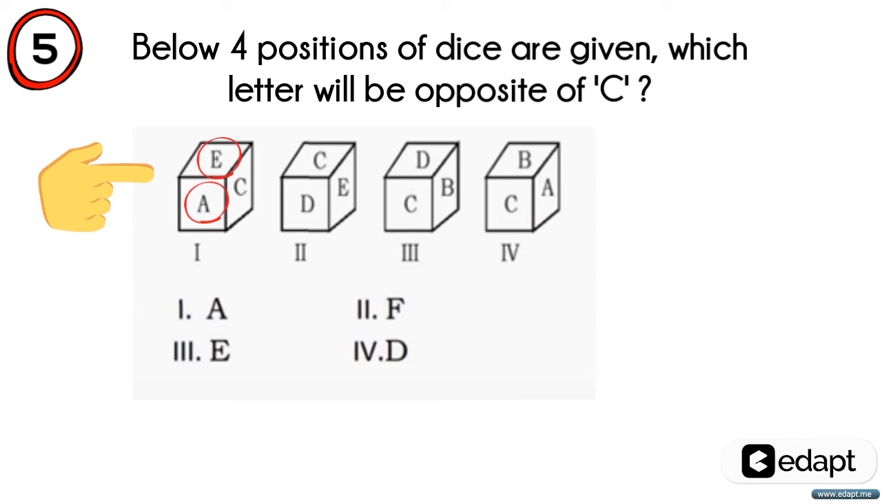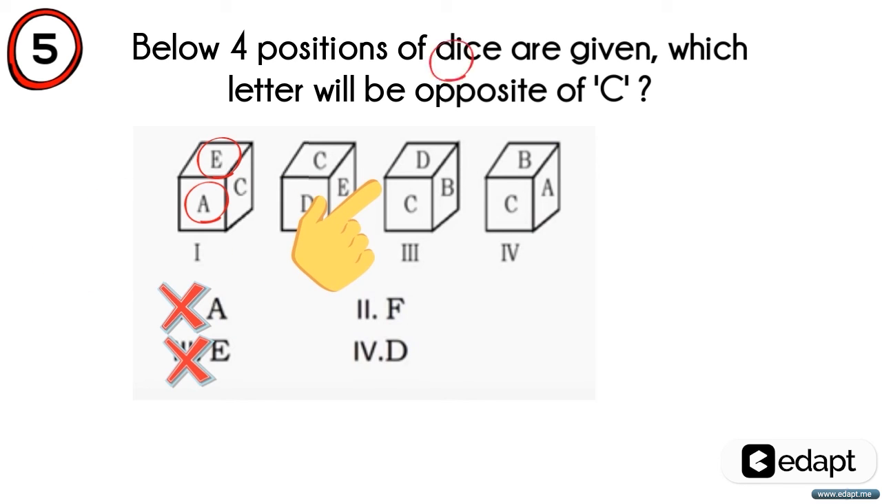Hence, it will never be opposite to C. So cancel both options 1 and 3. And in figure 3, where B and D are near to C, hence they will never be opposite to C. Hence, we can cancel option D. The remaining option is 2, that is F is the corresponding answer.